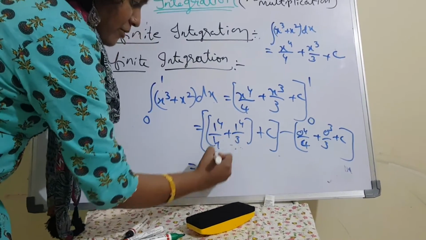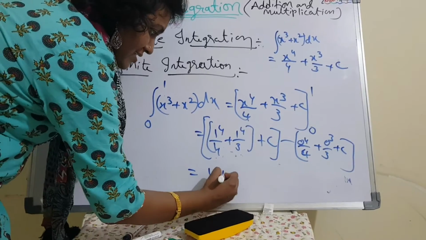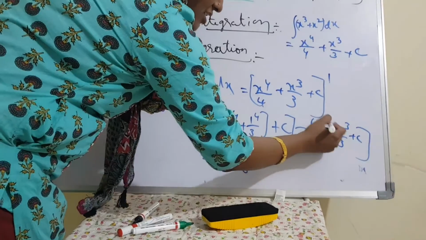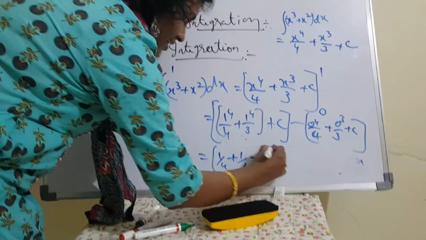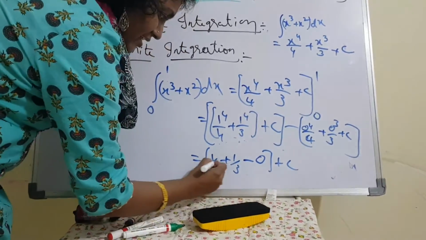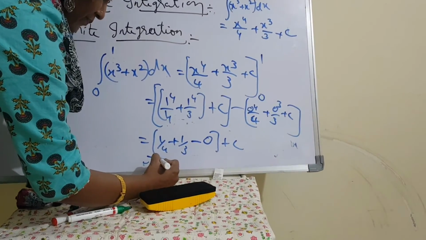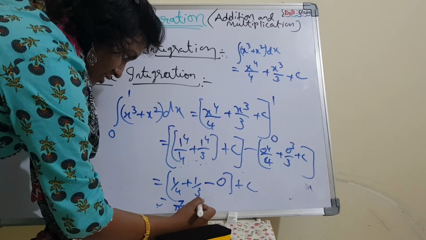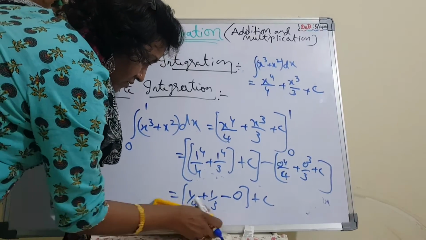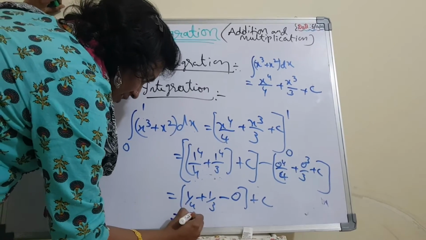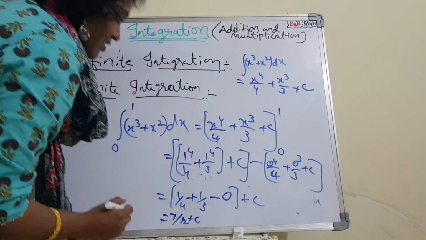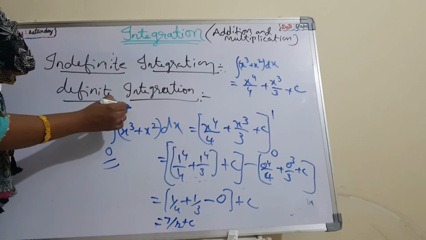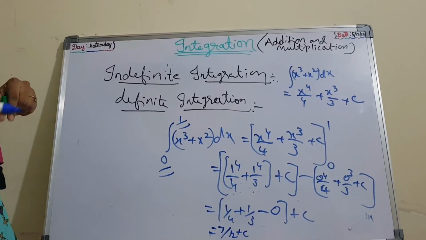What will we get here? 1 power 4 is 1 by 4 plus 1 by 3. Minus 0, anything with 0 is 0, and another one is the constant. What will we get? LCM of 4 and 3 is 12. 3 plus 4, 7 by 12. 7 by 12 plus c. We'll get the value like that. Definite value means they will give a lower limit and also an upper limit.